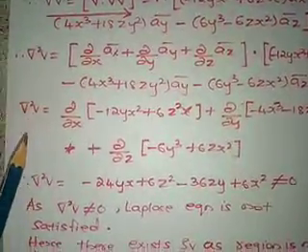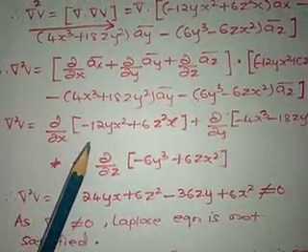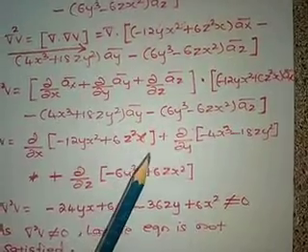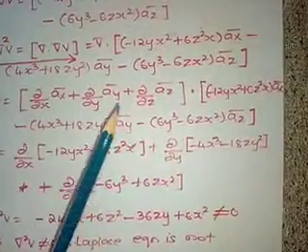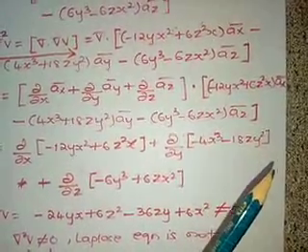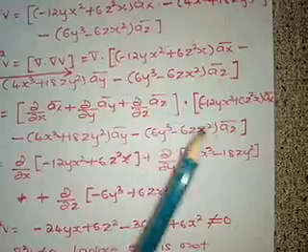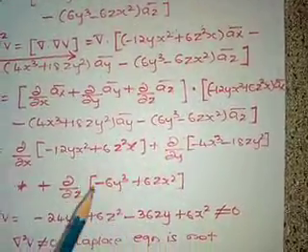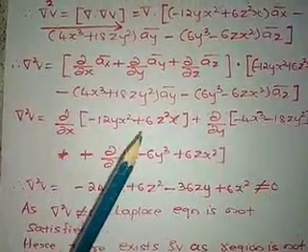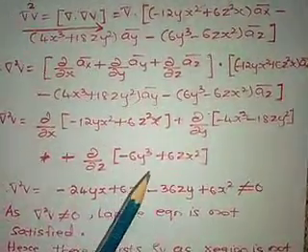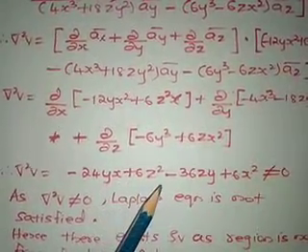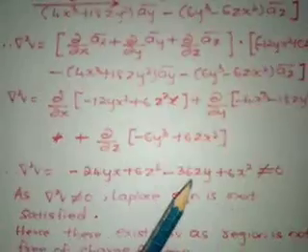That is a property of the dot product. So as per the dot product property, we get del square V is equal to dou by dou x of minus 12yx square plus 6z square x, plus dou by dou y of minus of 4x cube plus 18zy square, plus dou by dou z of 6y cube minus 6zx square. If we differentiate the first term with respect to x, the second term with respect to y, and the third term with respect to z, then we get del square V is equal to minus 24yx plus 6z square minus 36zy plus 6x square.